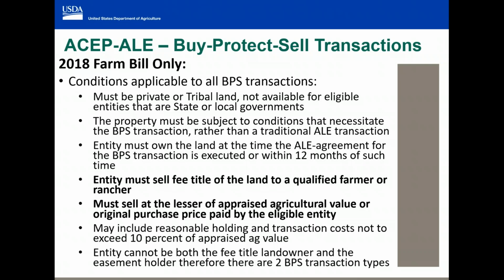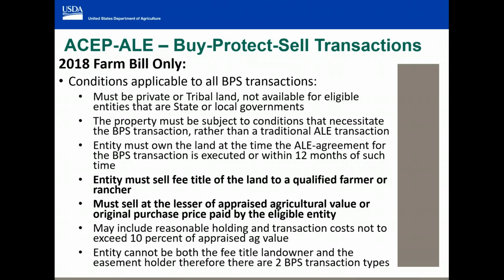The property has to be subject to conditions that necessitate the transaction. So these are things like imminent threat of development, or a landowner that is perhaps unwilling to sell the agricultural land easements themselves, but is willing to sell the land itself to the eligible entity, and the protection of that land is critical to achieve the ALE program purposes.